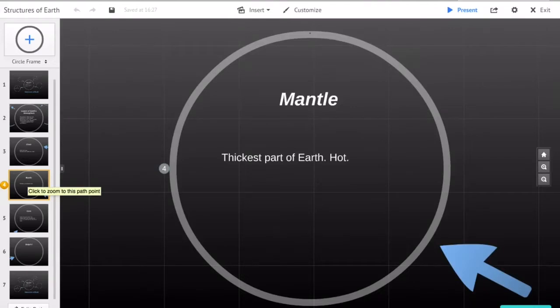For the mantle, there's a lower mantle and upper mantle. Upper mantle is closer to the crust. The mantle is the thickest part of the Earth. Highest temperatures are found within the mantle. Convection of the mantle is expressed at the surface through the motions of tectonic plates.